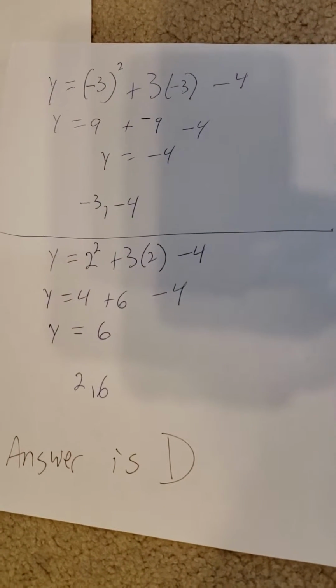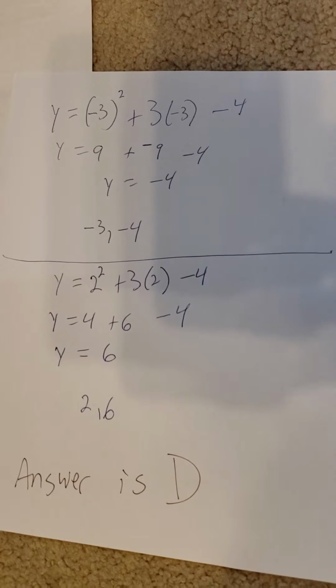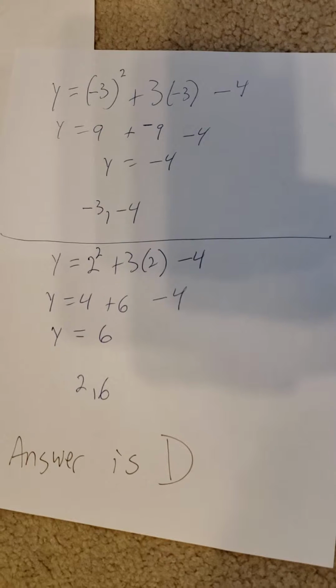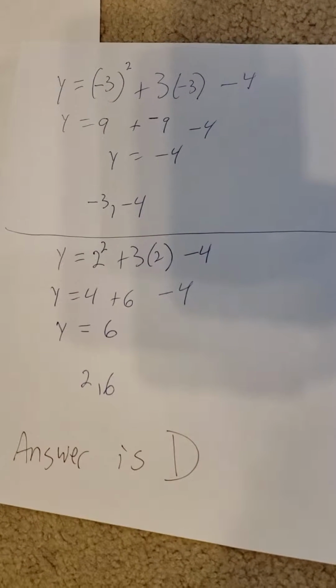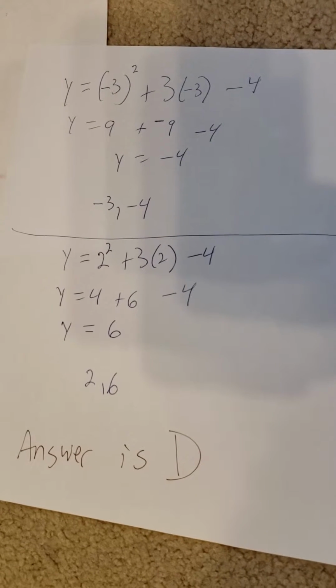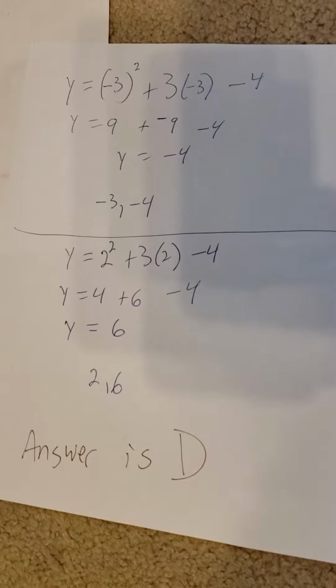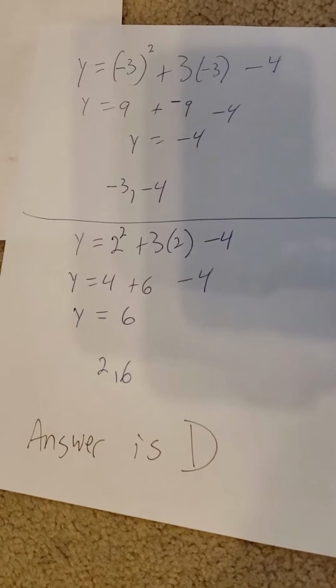y equals negative 3 squared plus 3 times negative 3 minus 4. That is going to give us y equals 9 plus negative 9 minus 4, which is going to equal y equals negative 4. So if x equals negative 3, y equals negative 4.